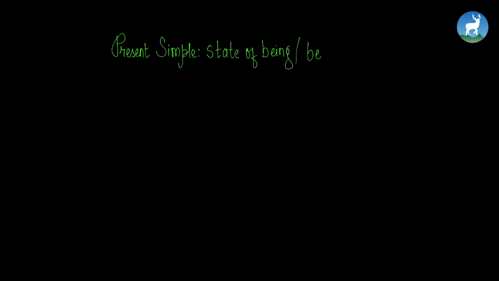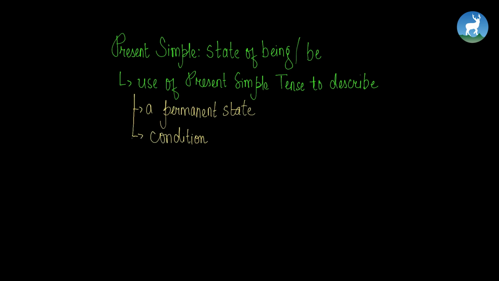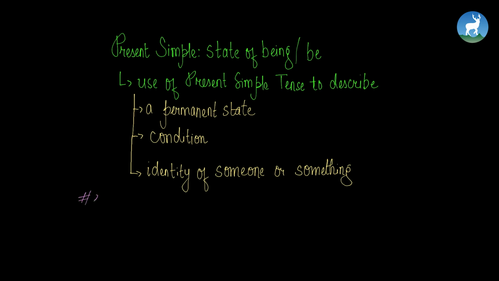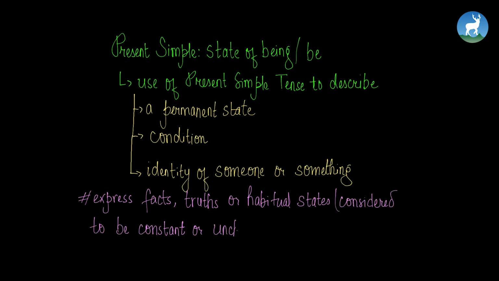So students, for the grammar portion of this unit, we will learn about present simple state of being, or simply be. So what is it? The present simple state of being refers to the use of present simple tense to describe a permanent state, any condition, or also the identity of someone or something. And this tense is used to express facts, truths, or habitual states. And all of these are considered to be constant or unchanging.